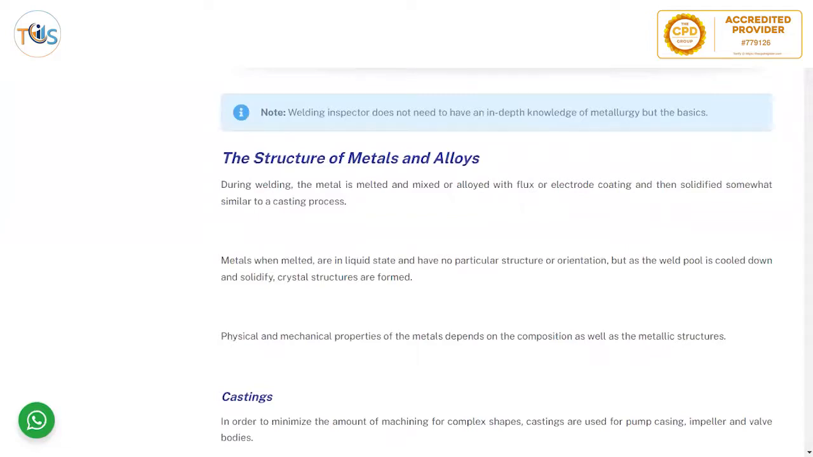A welding inspector does not need to have in-depth knowledge of metallurgy, but the basics for the API examination. Structure of metals and alloys. During welding, the metal is melted and mixed or alloyed with flux or electrode coating and then solidified, somewhat similar to a casting process. Metals, when melted, are in liquid state and have no particular structure or orientation. But as the weld pool is cooled down and solidified, crystal structures are formed. Physical and mechanical properties of metals depend on the composition as well as the metallic structures.